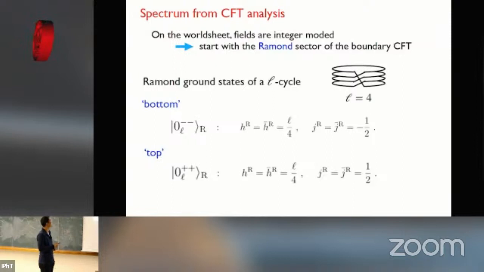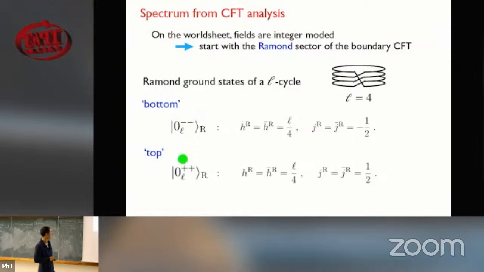Okay, so there are 16 Ramond ground states, and two are very special. One is the bottom one, with left and right moving charge minus half, and the top one with plus half. And they all have dimension L over 4, where L is the length of that cycle.